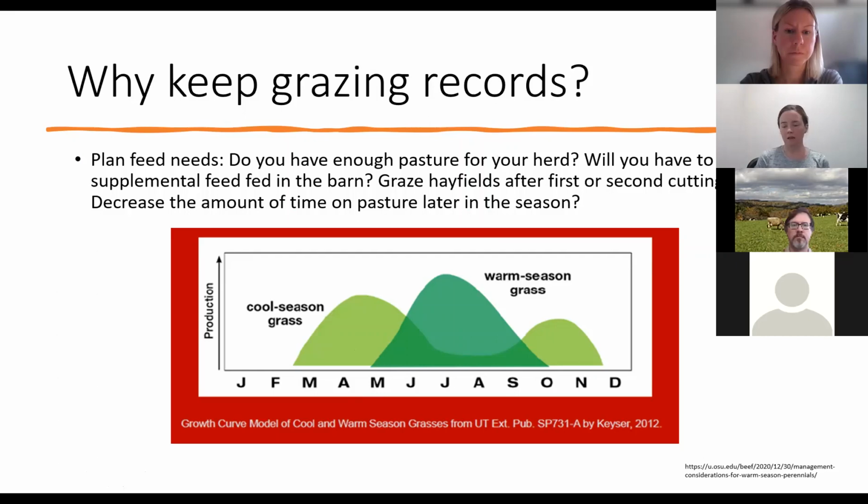So ways to mitigate that might be to increase supplemental feed, graze hay fields after a first or second cutting. So you're essentially expanding the amount of land that you're grazing as the season progresses. And/or you can decrease the amount of time spent on pasture later in the season. So in August, you might be grazing only at night, and that will decrease the amount of feed you're getting from pasture. And it can also address issues of heat stress during that hot time of the year, just grazing at night.